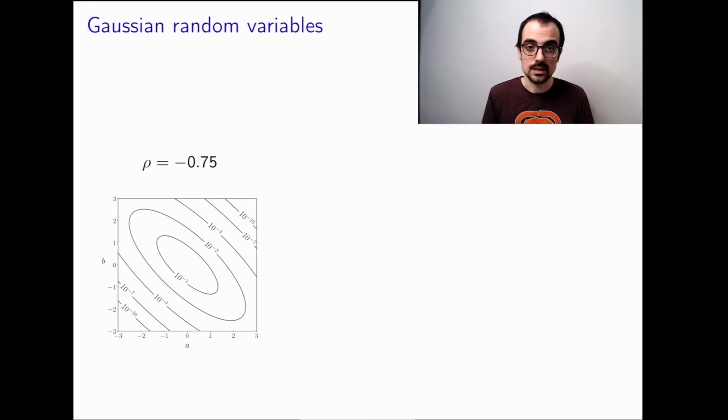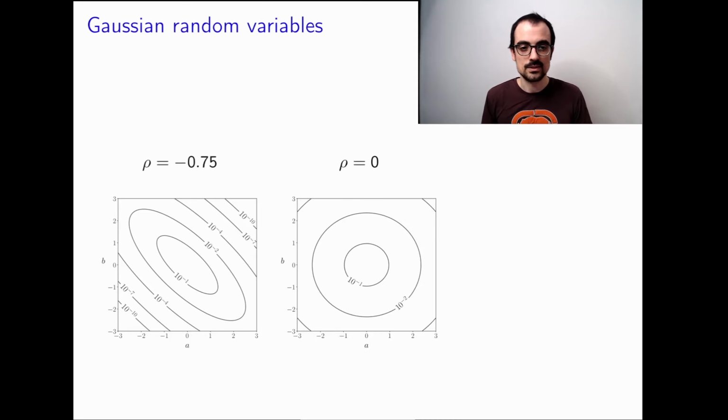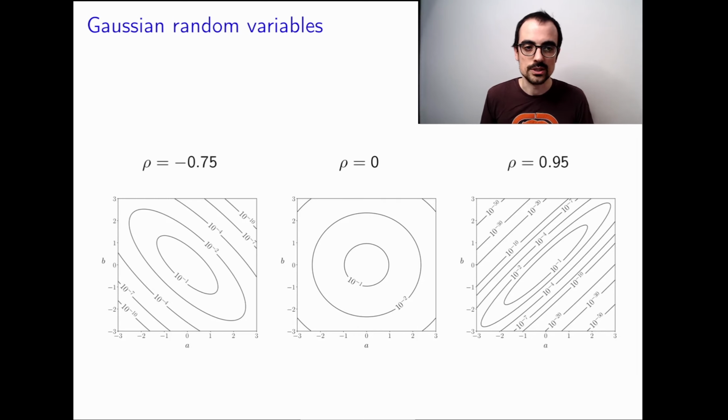And this is what the contour plots look like when we change the parameter rho. This is what happens when rho is equal to minus 0.75. This is what happens when rho is equal to 0. And this is what happens when rho is equal to 0.95. So now we're going to connect this to the correlation coefficient that we have defined previously.